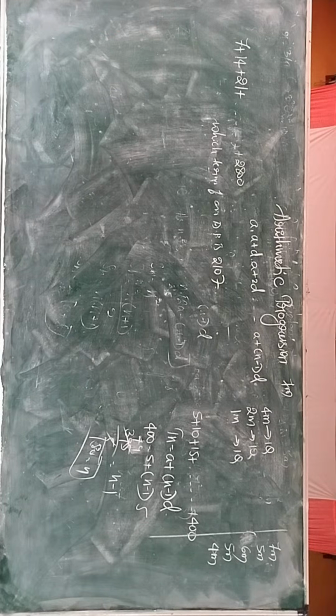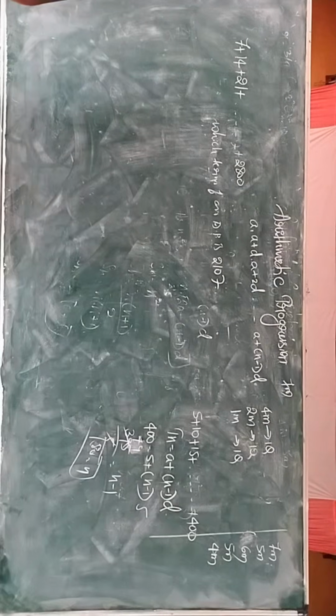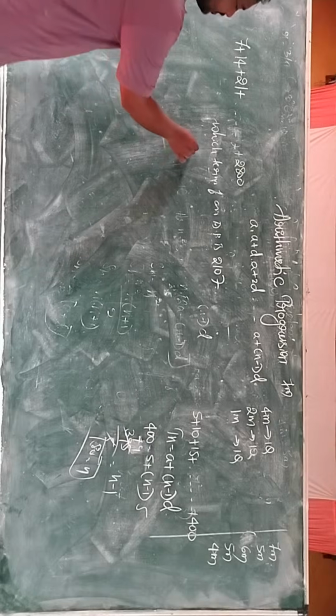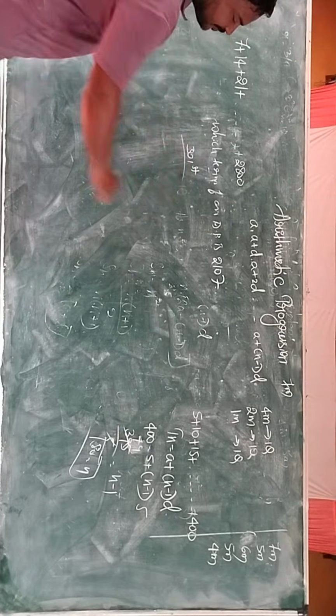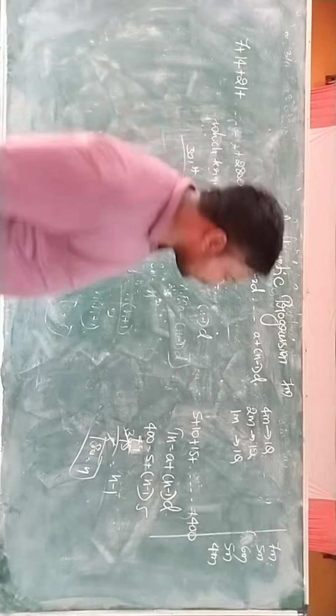Same. Here also we can use which formula? Tn is equal to a plus (n minus 1) into d. 301. Correct. The 301st term. 7 hundreds are 700, 7 twos are 1400, 7 threes are 2100, and plus 7. So the 301st term of the AP is 2107. So here also, total 7 marks.